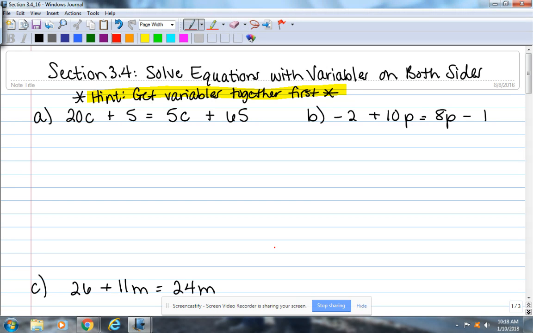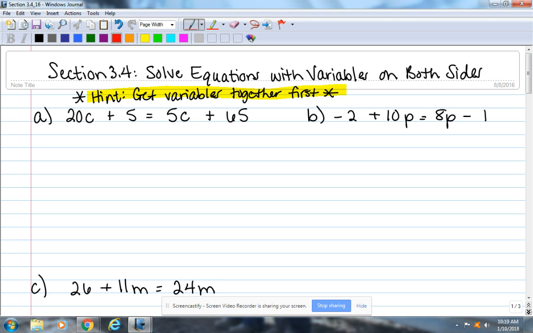So if you don't have any distributive property or any combining like terms to do, what we want to do if we have variables on two different sides of the equal sign is get them together first. And we're going to use our inverse operations just like we did yesterday. Okay? So let's get our C's together. So we could do two things. We could subtract 20C from 5C on both sides, or we could subtract 5C on both sides, right?